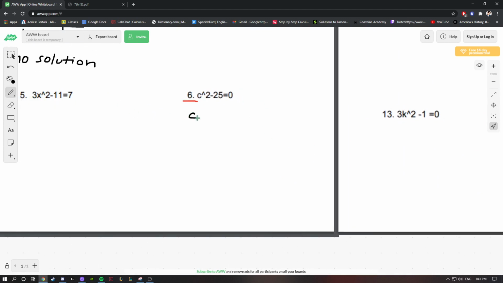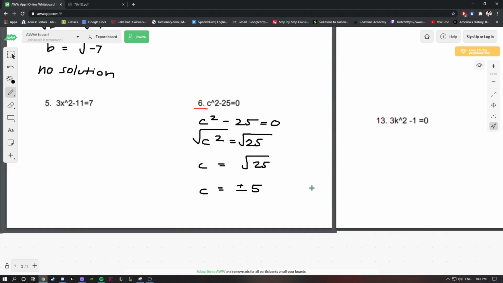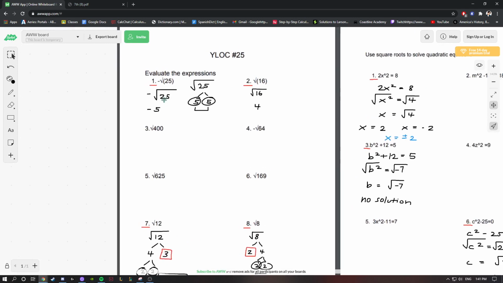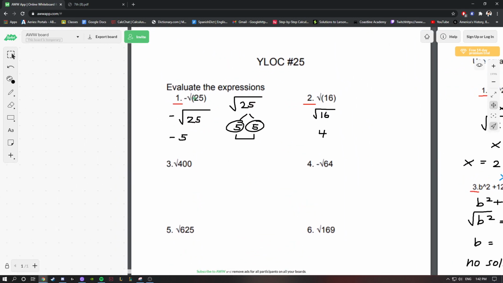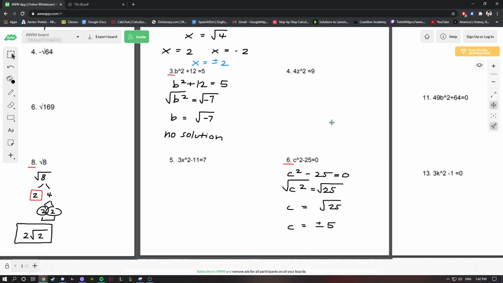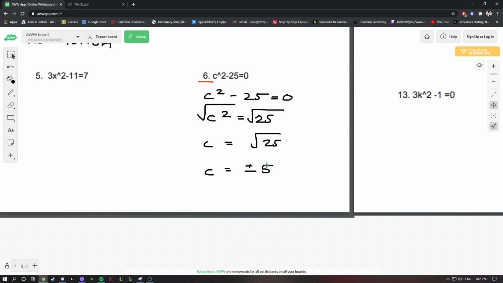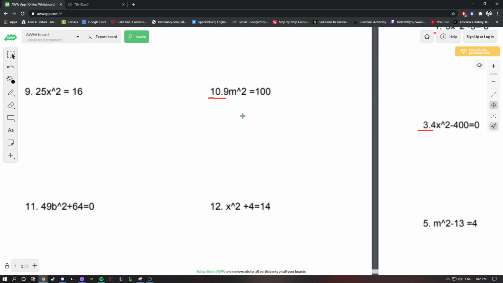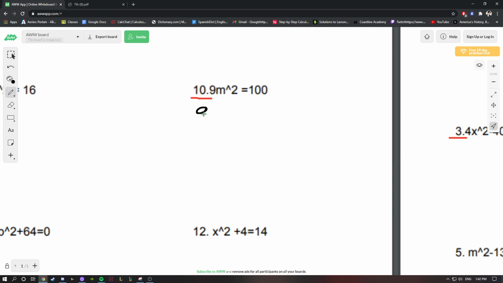Moving on to number 6, we have c squared minus 25 equals 0. Move 25 over. Square root both sides. C is equal to the square root of 25. And we get c is equal to plus or minus 5. And if you're curious, even though we did square root of 25 is just equal to 5 over here, we're just trying to learn the principles of square roots rather than actually start the plus or minus thing. But just note in certain situations you will be required to use plus or minus, or write it down at least.